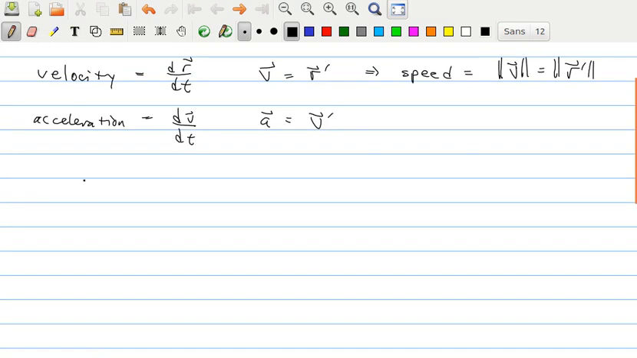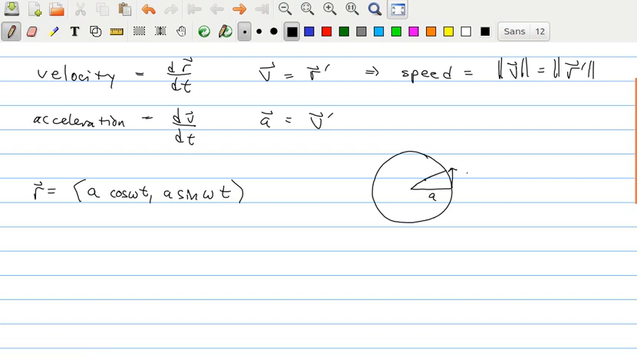Let's look at an example of this. Let's say we have a particle moving along a circle. The circle is radius a, and it's moving along with some angular speed omega. So it's got position a cosine omega t, a sine omega t. So this is our position function. If we were to just sketch this out, we have the circle of radius a, and this is really moving along in this direction with angular speed. So the change in this angle, this angular speed here, is omega.